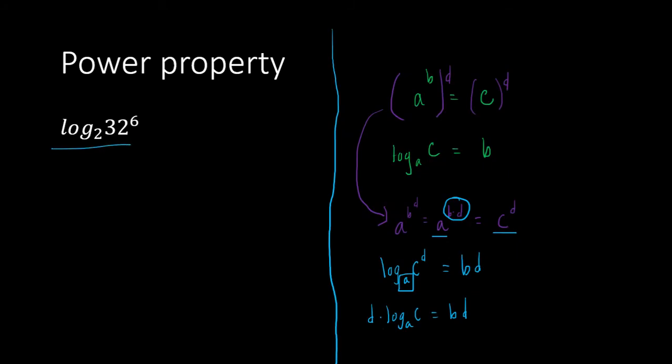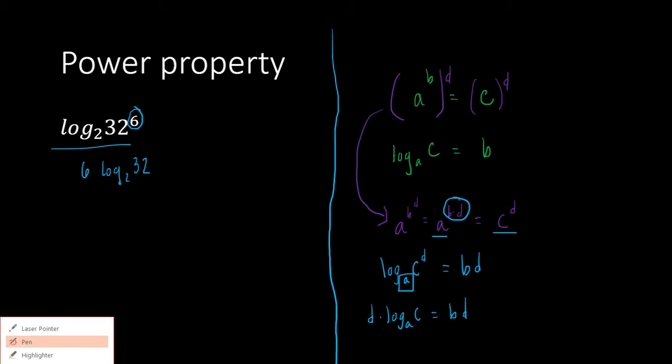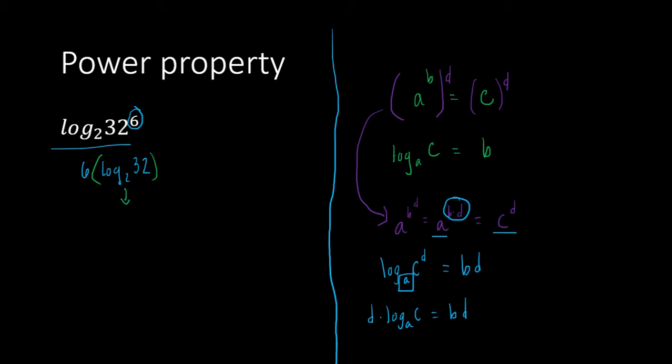So say we have to evaluate log base 2 of 32 to the 6th power. My first step is going to be to take that exponent and bring it out in front of the logarithm. So now I have 6 times log base 2 of 32. This looks a little bit more familiar, right? So from here, I'm just going to separate off my logarithm and simplify that. And I'll bring down the 6 in a moment.